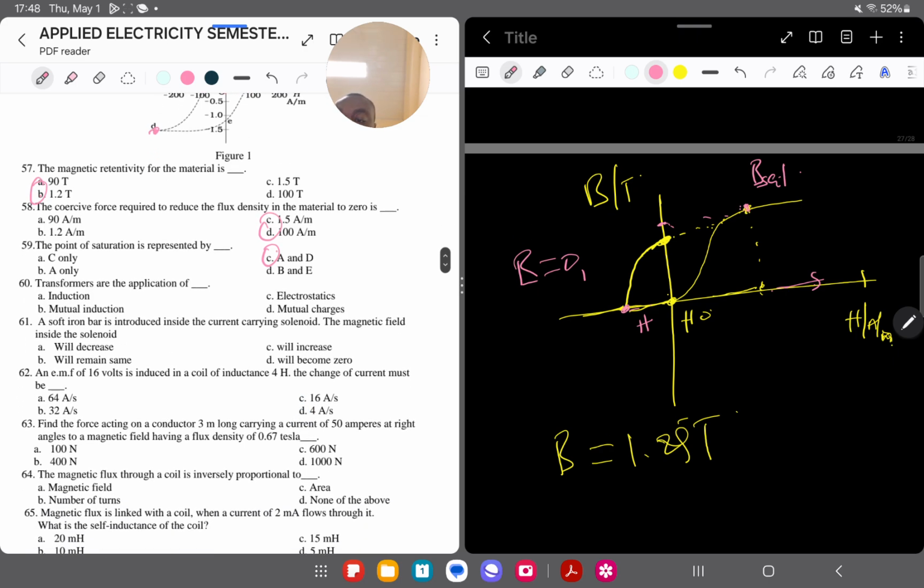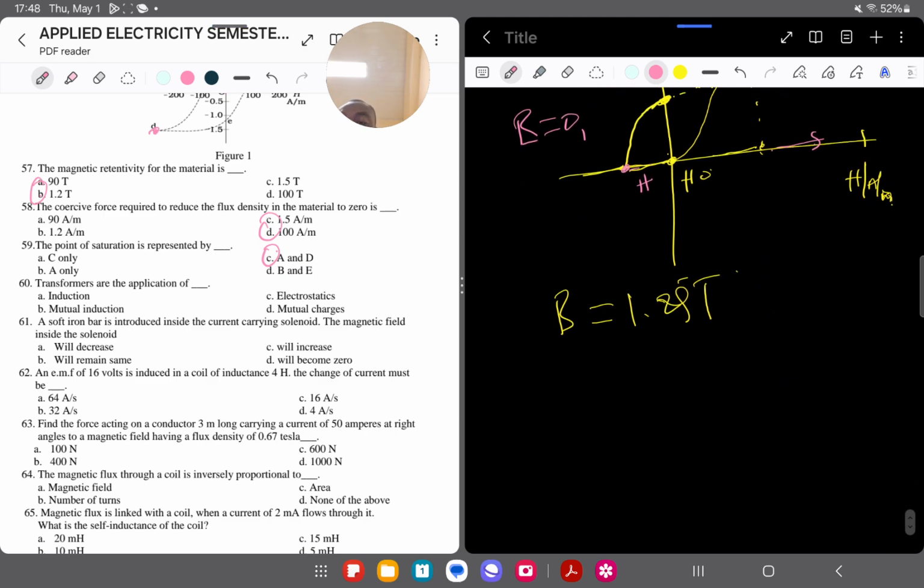Question 60. Transformers are the application of. So here, transformers are the A, induction, B, mutual induction, C, electrostatics, and then D, mutual charges. The answer here will be B, which is mutual induction, or you can say mutual inductance.